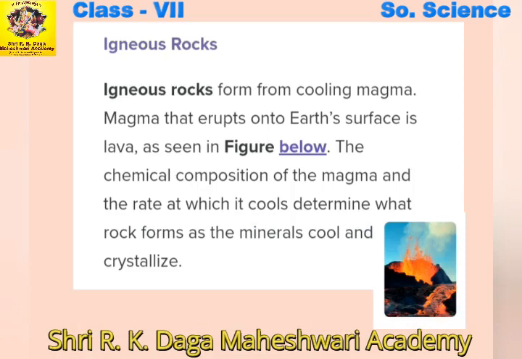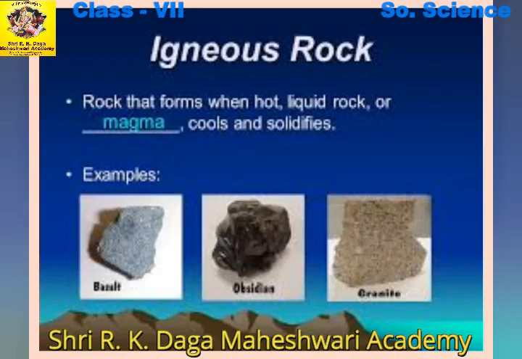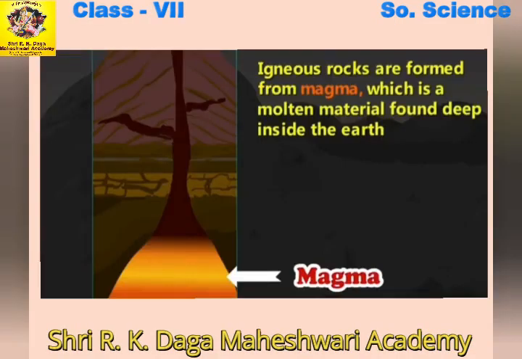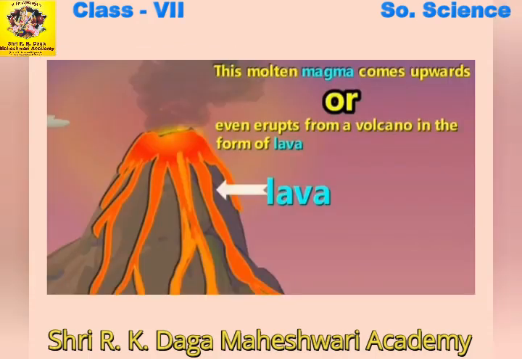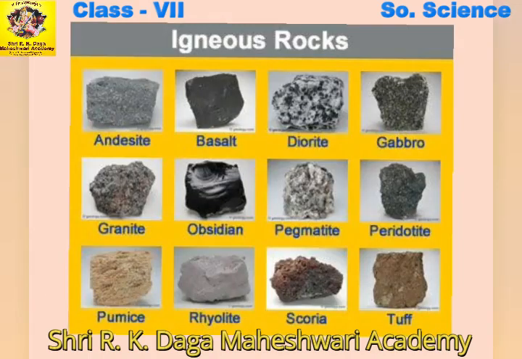These rocks are formed by the cooling and solidification of molten rock. When a volcano erupts, molten rock called magma comes out onto the earth's surface. And when the magma cools and solidifies, it leads to the formation of igneous rocks. Examples are granite, basalt, pumice, obsidian and flint. Igneous rocks are also called primary rocks.